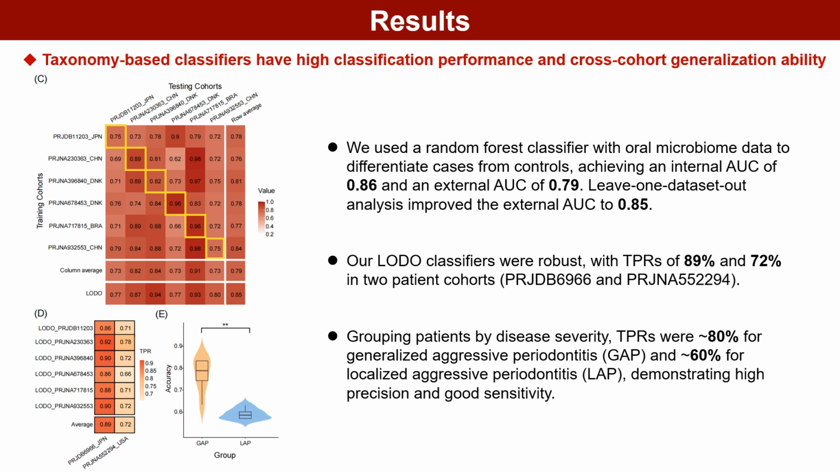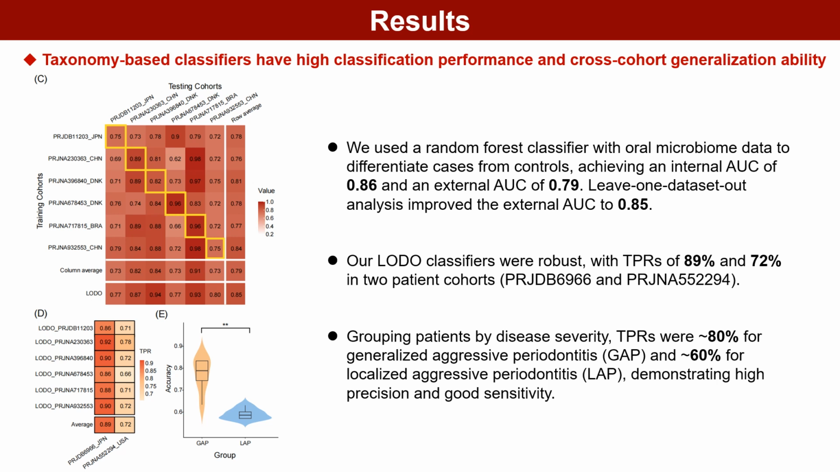controls for each cohort, we built a random forest classifier using all species features and obtained an internal AUC of 0.86 and an external AUC of 0.79. Lodo modeling analysis improved the external AUC to 0.85 and was externally validated in 2 disease cohorts with true positive rates of 89% and 72%, respectively.